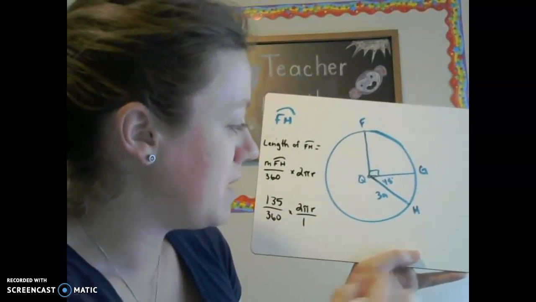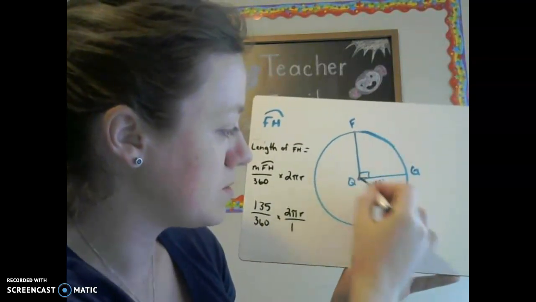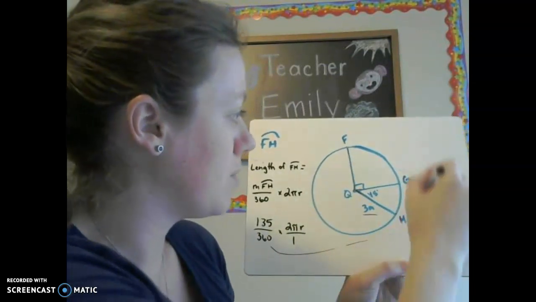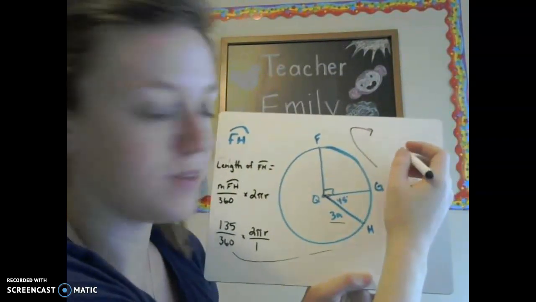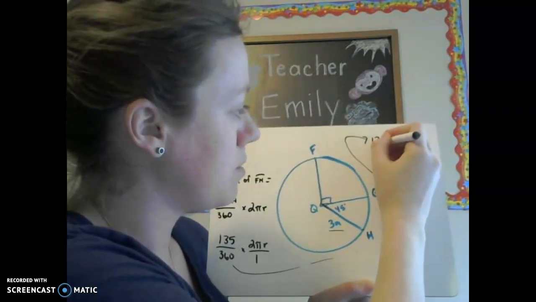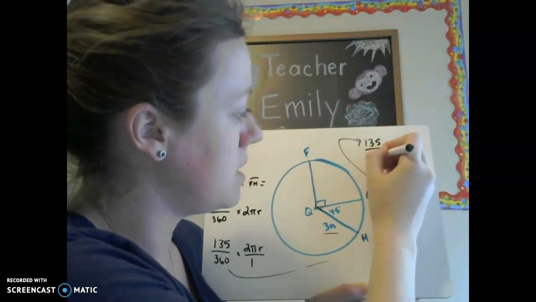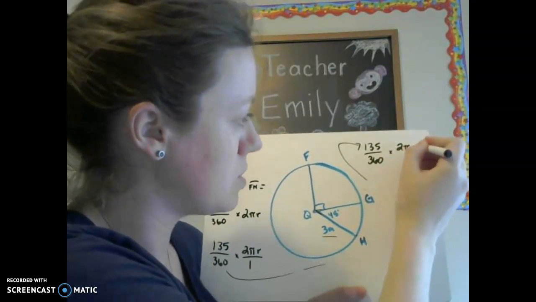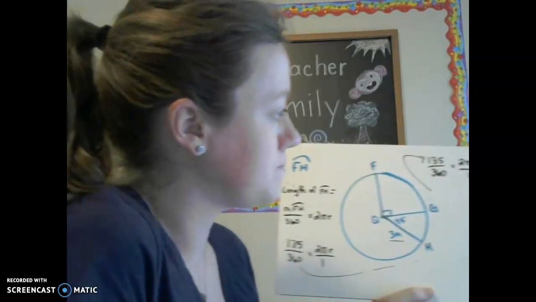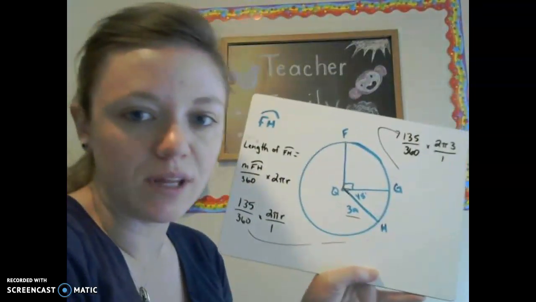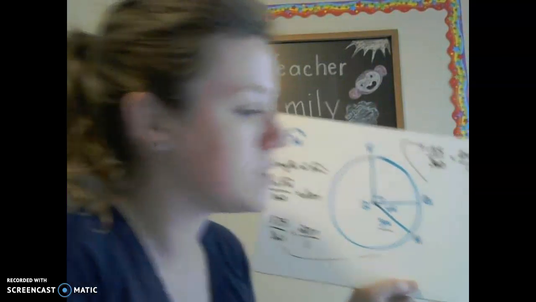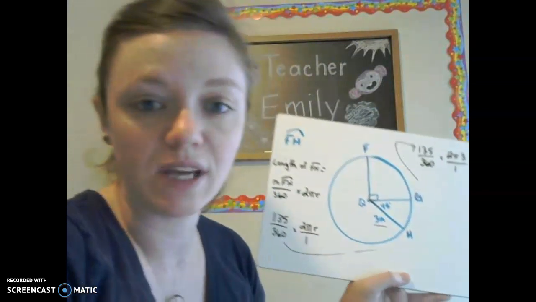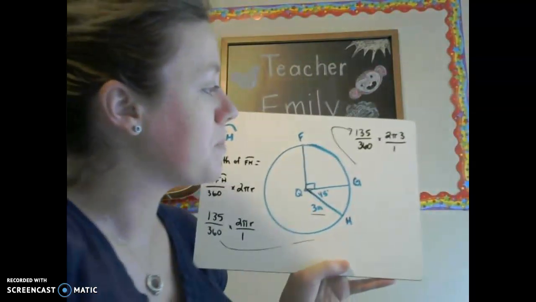Alright, so we need to know the radius. They give it to us right here, 3 meters. From here to here, that's the radius. So I'm going to just bring this up over here. Hopefully you can see it there. Okay. 135 over 360 times 2 pi times 3. Okay. So you can bring that down and figure, it wants us to leave it, let's see, what does it say? We don't have to calculate the pi, we can leave the pi alone is what it says.